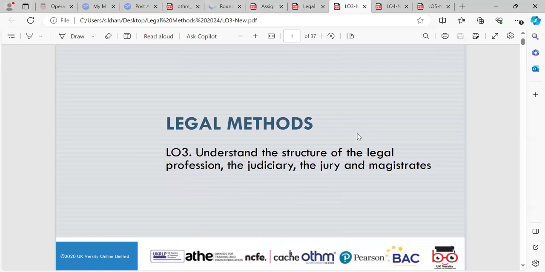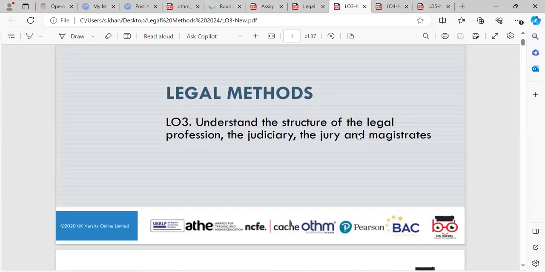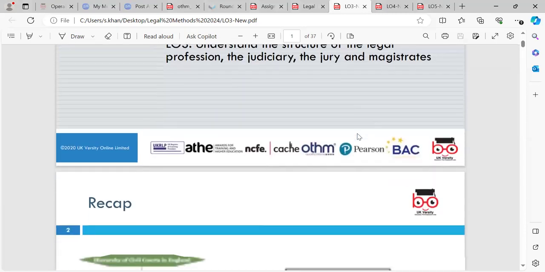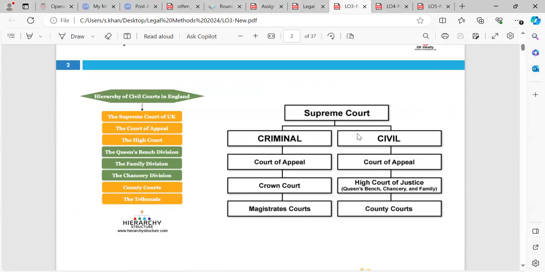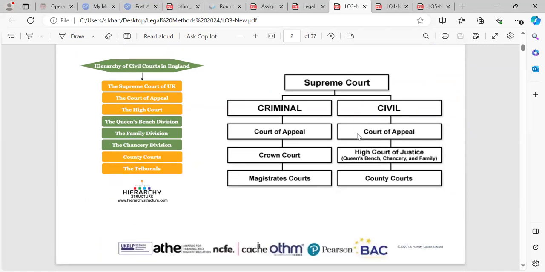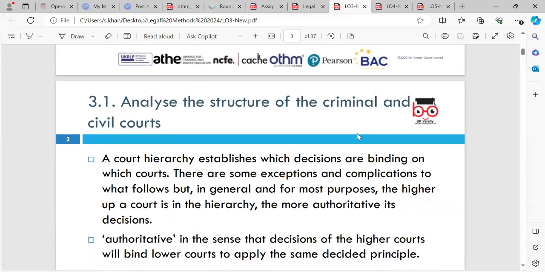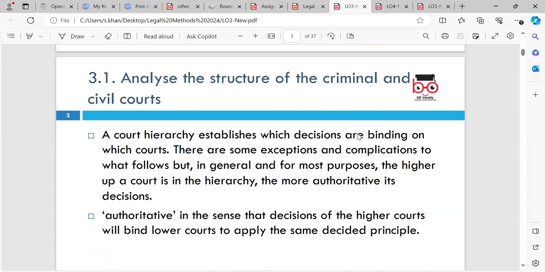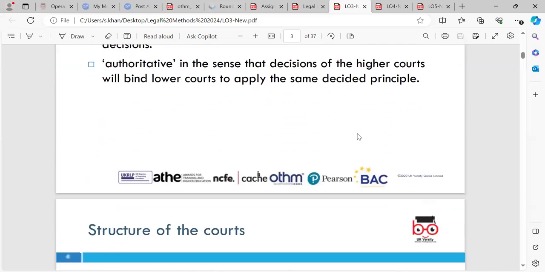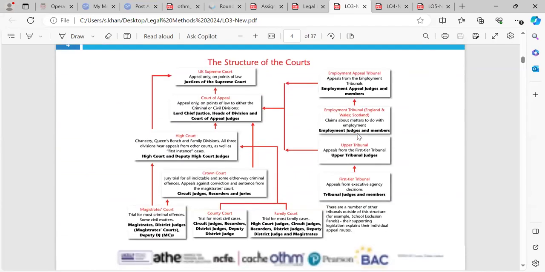Learning outcome 3, we looked at understanding the structure of the legal profession, the judiciary and the magistrates. We recapped on the court system, the importance of criminal cases, and the differences between criminal courts and civil courts. We looked at the Court of Appeal, Crown Court, and Magistrates Court for criminal cases, and for civil, the Court of Appeal, High Court of Justice, and County Courts. We looked at 3.1, the structure of criminal and civil courts.